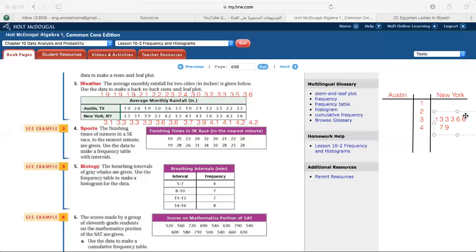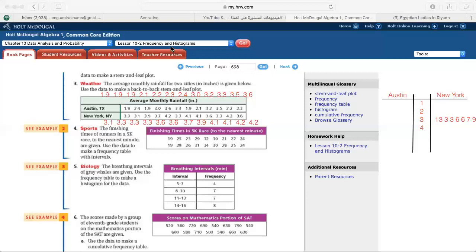This one should be 7 and 9 should be written up here. Yes, like this. So if I want to read it like this, it will be 3.1, 3.3, 3.3, 3.3, 3.6, and so on.